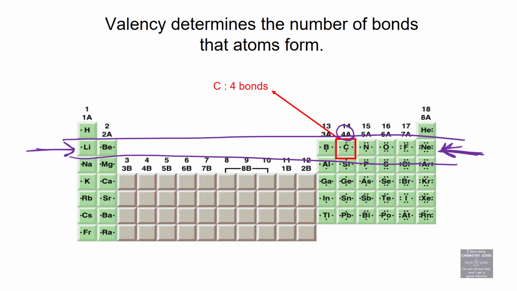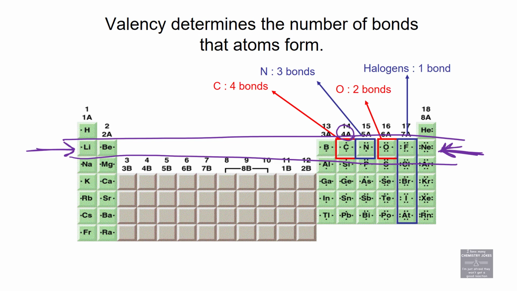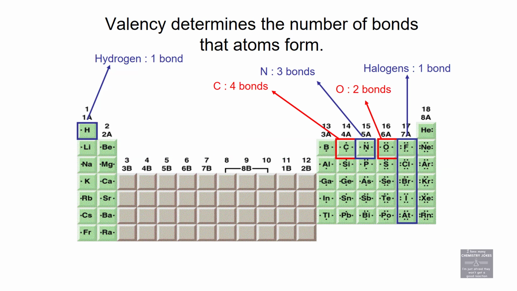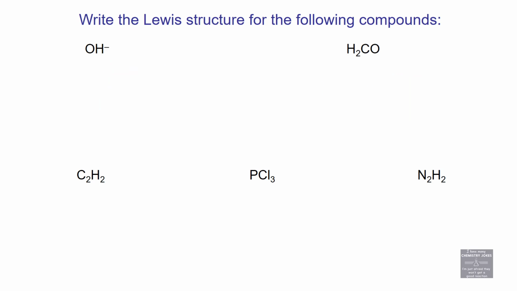Nitrogen is in group 5, which means it's 3 electrons away from having 8. It likes to make 3 bonds. Oxygen's in group 6. That means it's 2 electrons away from being like neon. It likes to make 2 bonds. All of the halogens are 1 electron away from their outer shell being full, so they like to make 1 bond. Hydrogen has 1 valence electron, but it only needs 2 in its valence shell, so hydrogen likes to make 1 bond. We use this information to help us build Lewis structures.